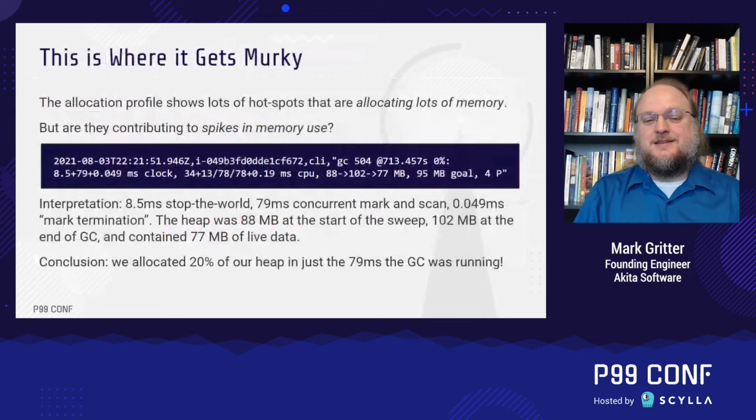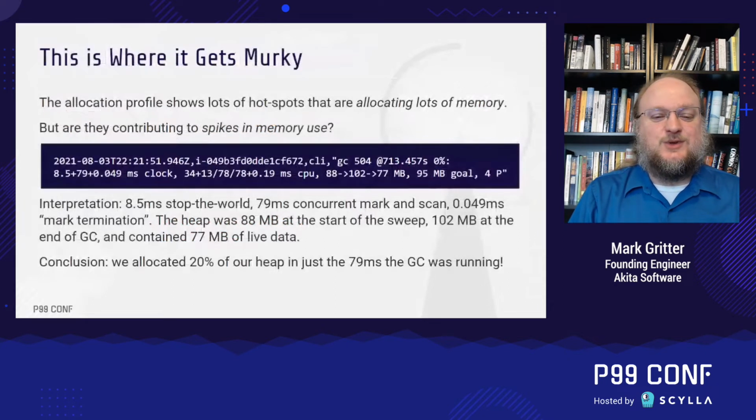But the other thing to note is there's a disconnect with what I actually want to know. The profiler is telling me hotspots that are allocating lots of memory, but are they actually contributing to increases in memory use? Or is the garbage collector being effective at reclaiming these allocations?